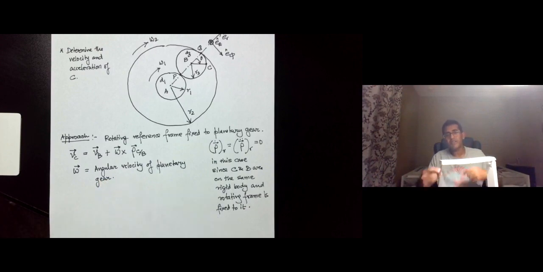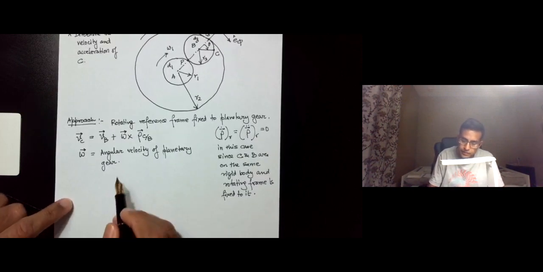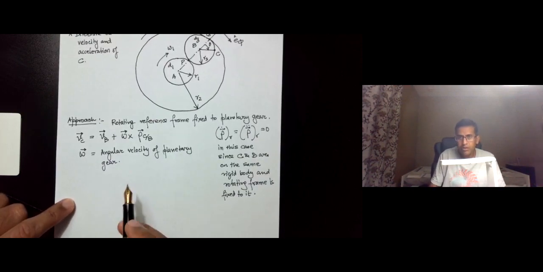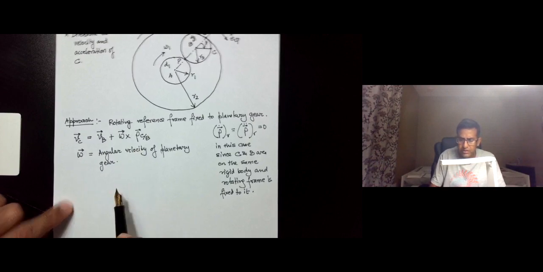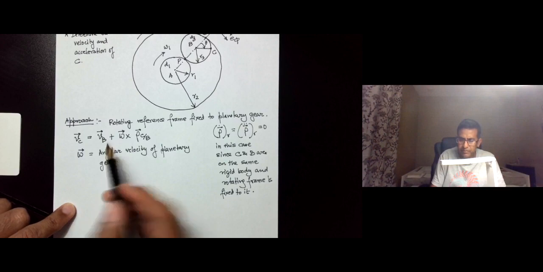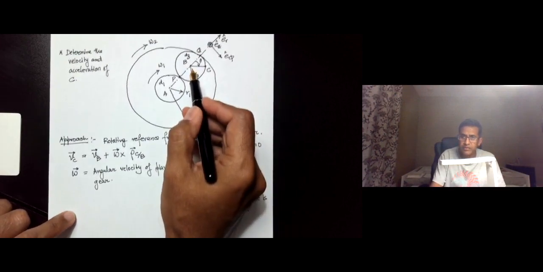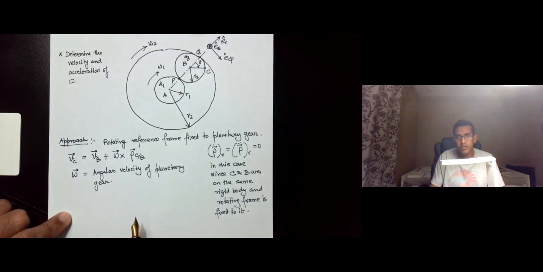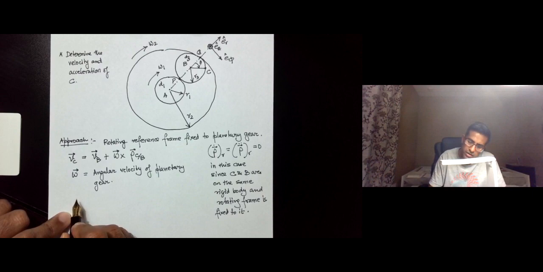That is, of the rigid body that B and C are part of. So in order to proceed with this, what we need to do is find the velocity of B. So we want to find the velocity of this point. We also have to find the angular velocity of the planetary gear. So these are two things that we need to determine.